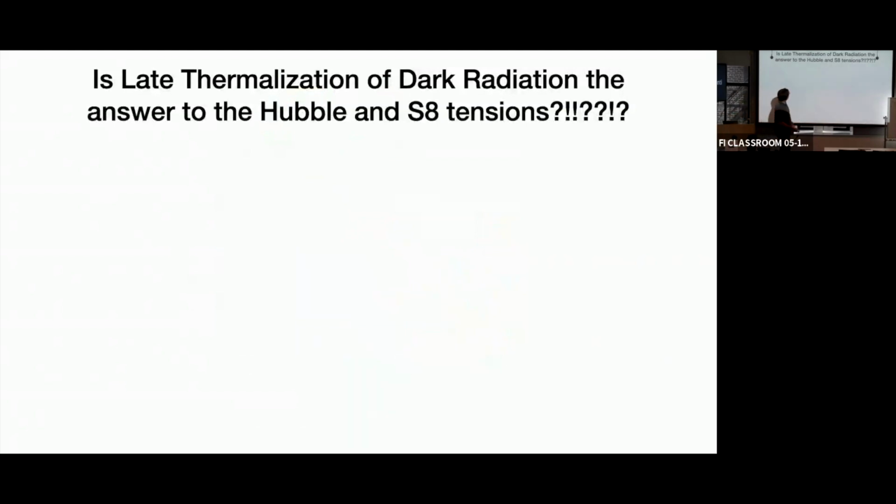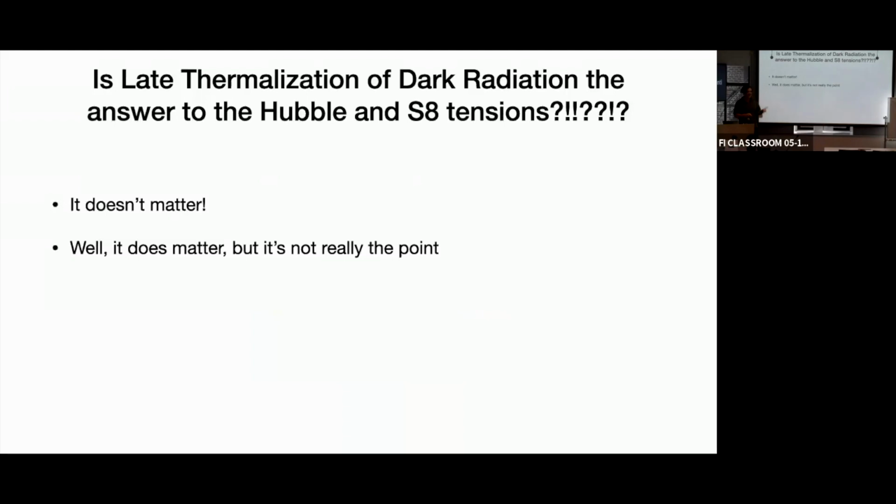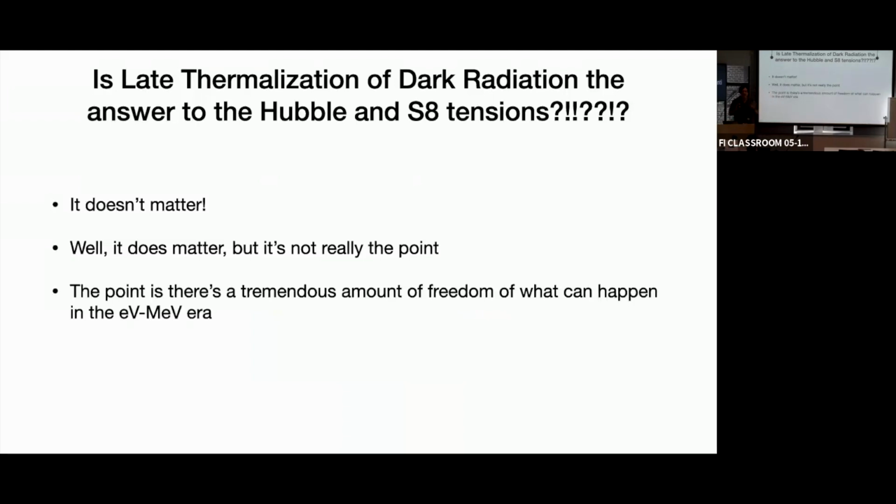So is this telling us that dark radiation is solving the Hubble and S8 tensions? My answer to that is it doesn't matter. I mean, it does matter because it was cool, but that's not really the point, right? The point is that there's actually a lot of freedom in the types of physics that could happen in this desert era. There's a lot of modifications beyond lambda CDM, beyond N effective, that can happen in the desert.